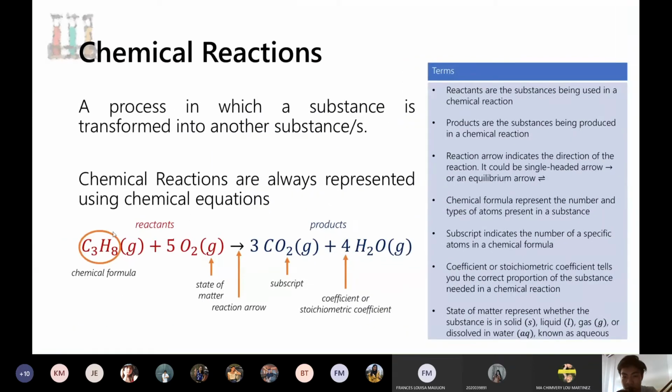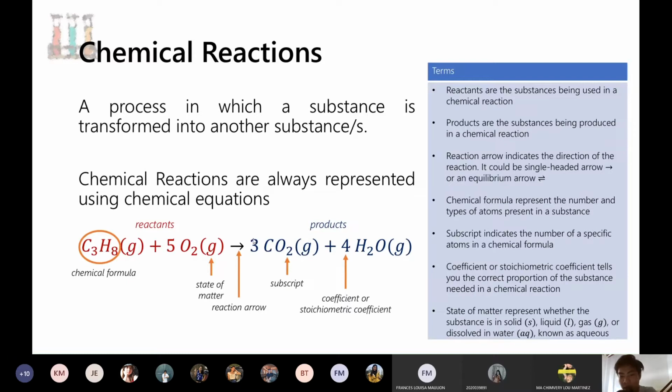But anyway, so yun, we have the reactant, we have the products, and the reaction arrow. It could be a single-headed arrow pointing to products or a double-headed equilibrium arrow. Then, what we have here is that in our reactants and our products, we see chemical formulas.